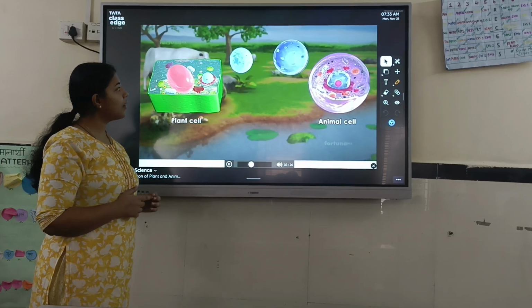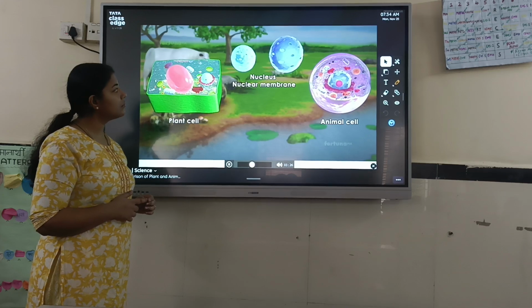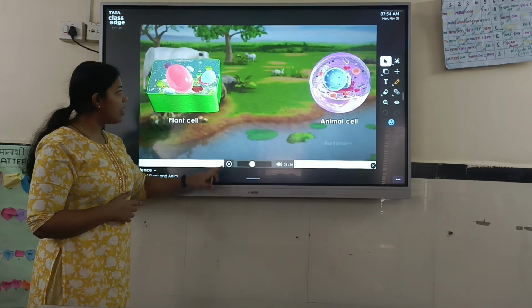And within the cytoplasm sits a spherical nucleus that is covered by a nuclear membrane. Let's look at Okay.